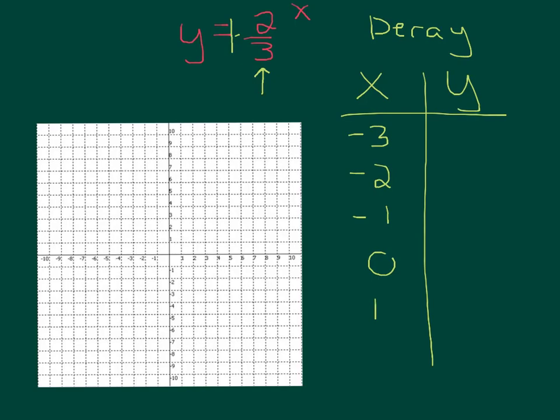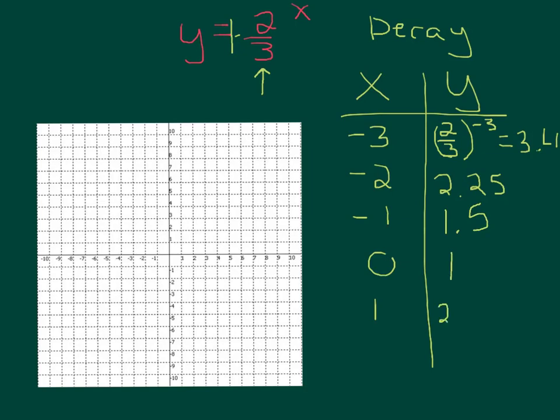So if you plug in -3, 2/3 to the power of -3, you should get about 3.4. When you plug in -2, 2.25. When you plug in -1, you should get positive 1.5. And then when you plug in 0, you should get 1. And you plug in 1, you should get 2/3, or 0.6 repeating. So now we have to graph these points.